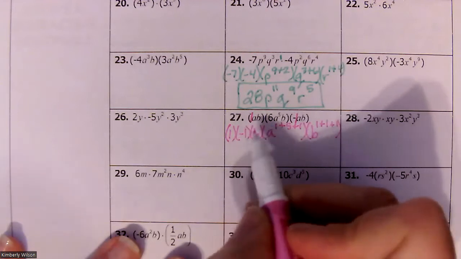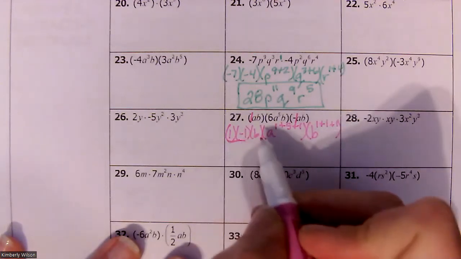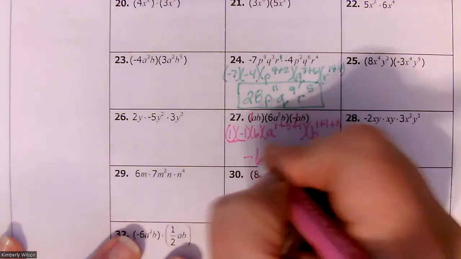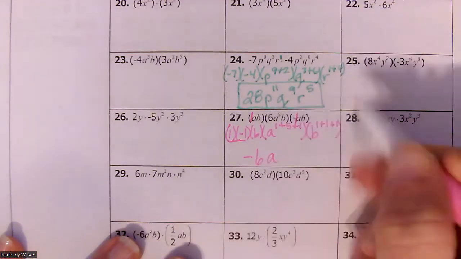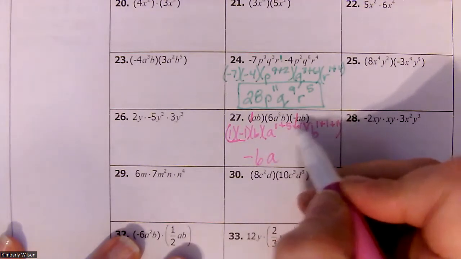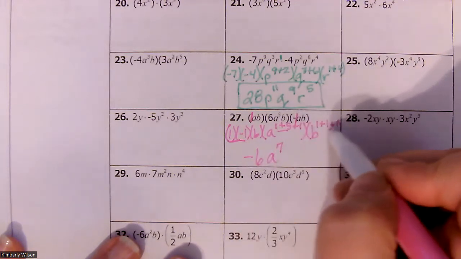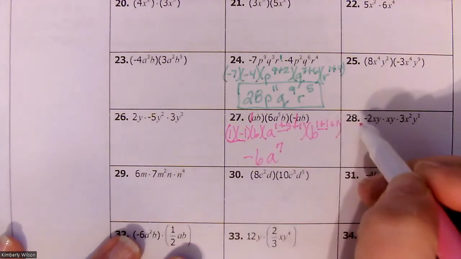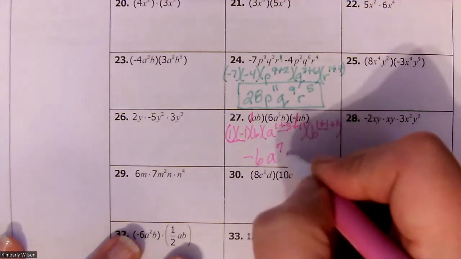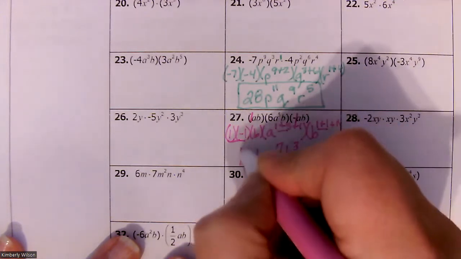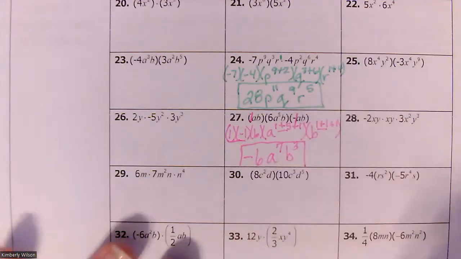So this is a 1 times negative 1, that's negative 1 times 6. So that's going to give me negative 6. A to the 1 plus 5 is 6. 6 plus 1 is 7. B to the 1 plus 1 is 2 plus 1 is 3. So I have B to the 3rd. There's my final answer.